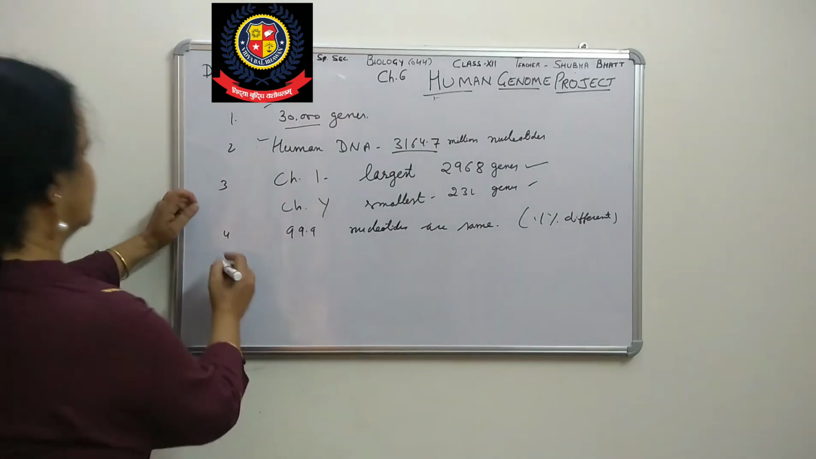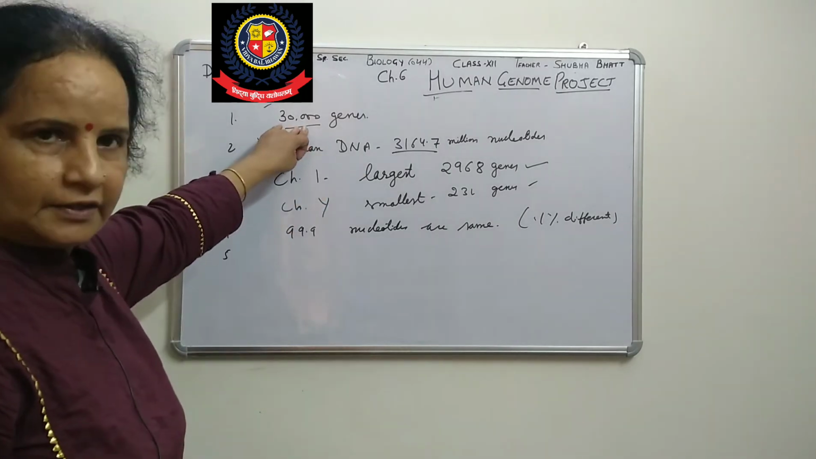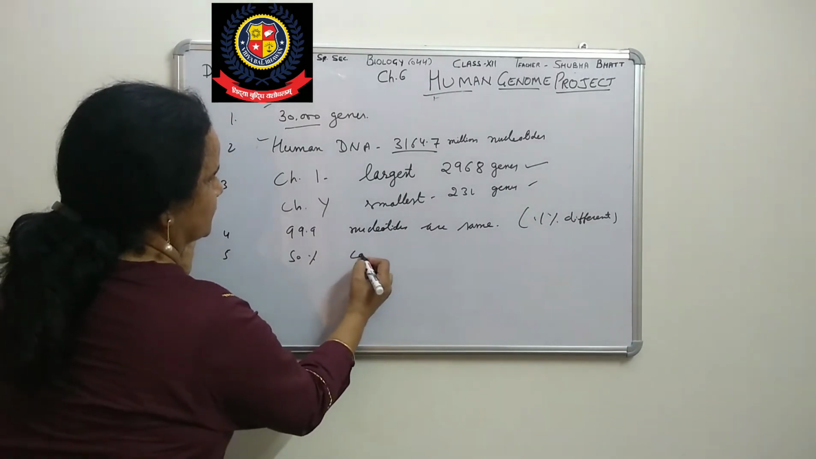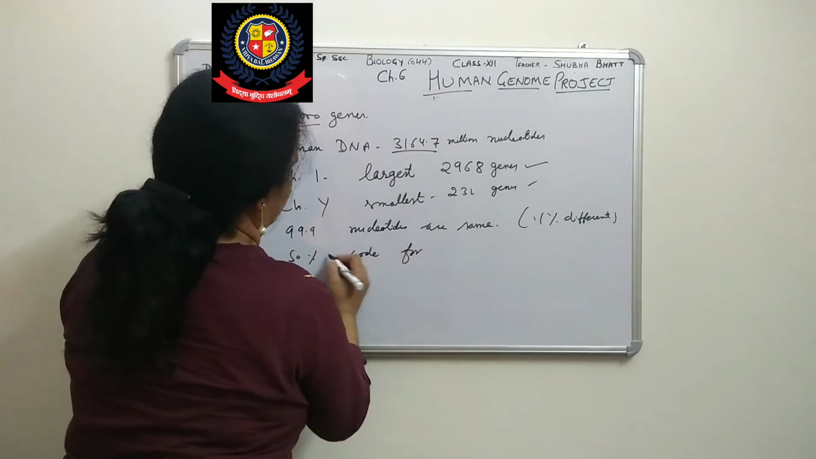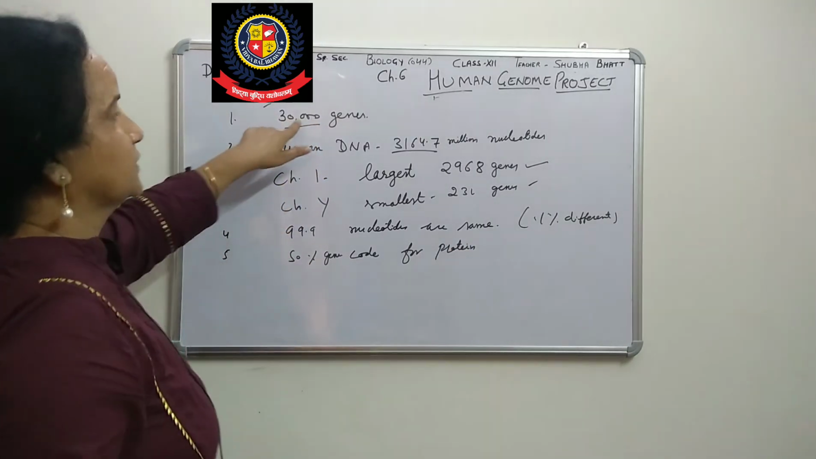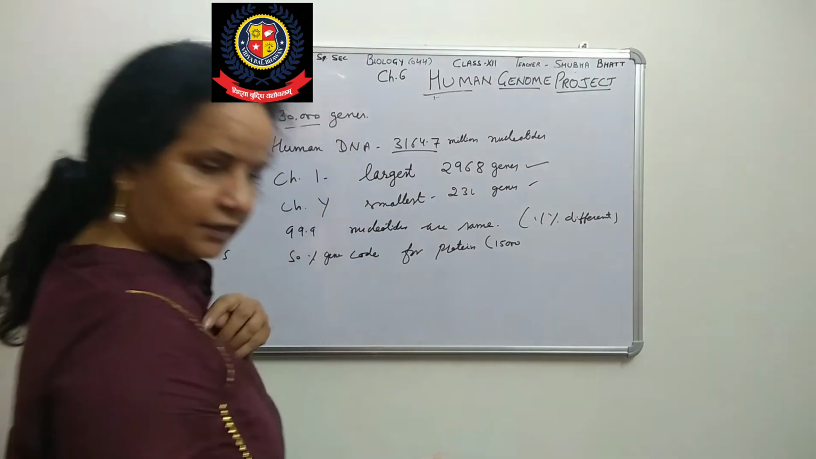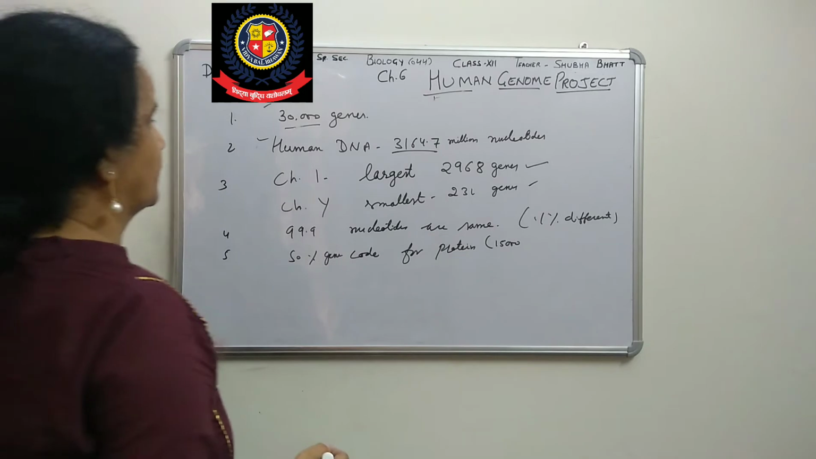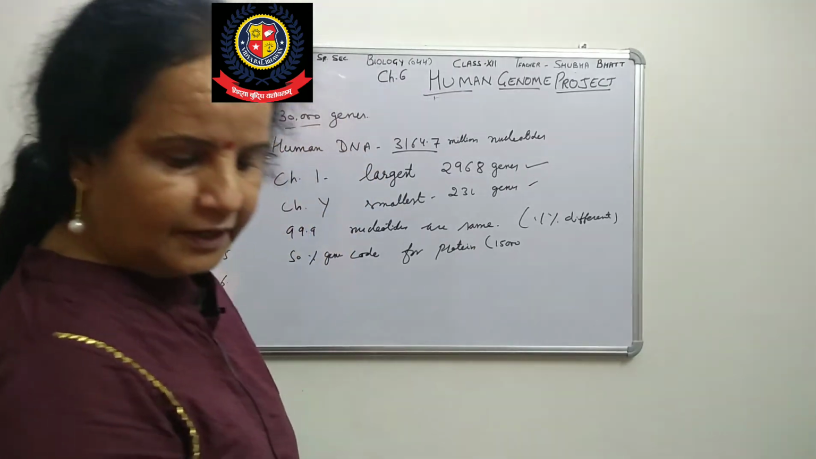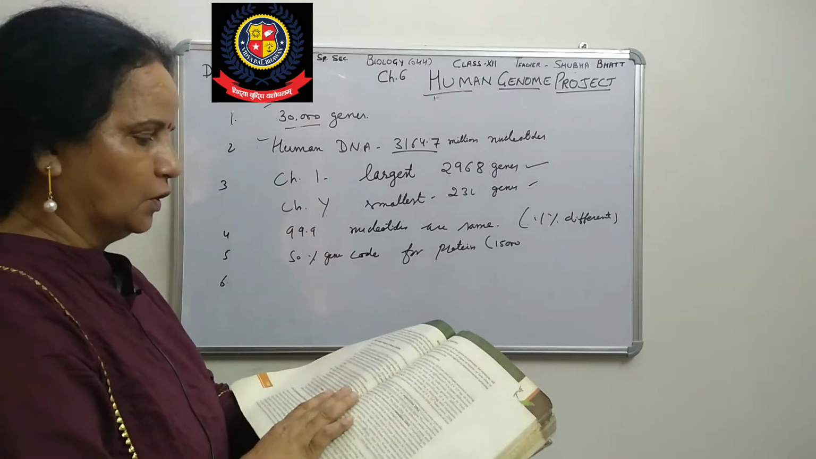The next one: in total we have got 30,000 genes, and out of these only 50% of genes code for protein. It means only 15,000 genes. Okay, one more piece of information: less than 2%, as it is written in the book also. All these points are very important. Less than 2% of the genome codes for protein.